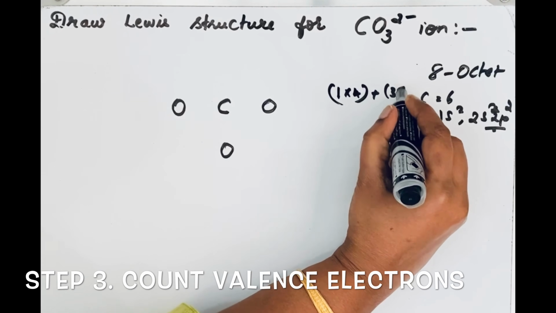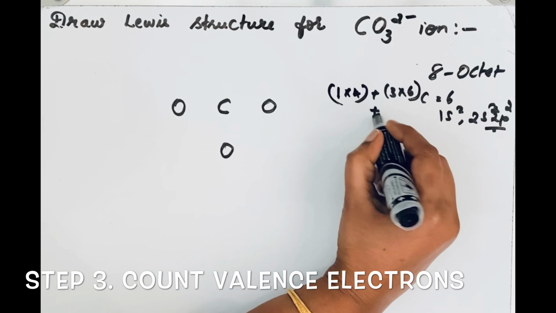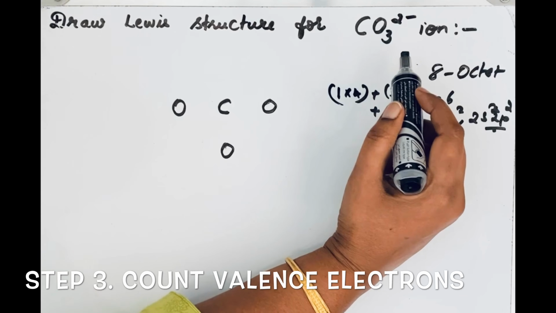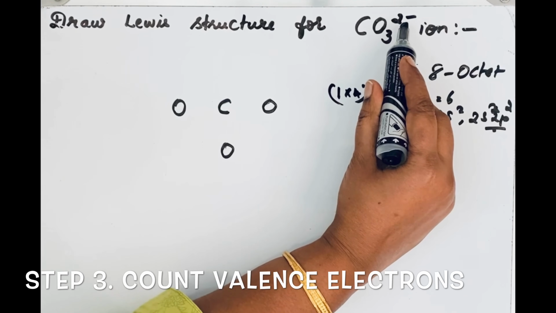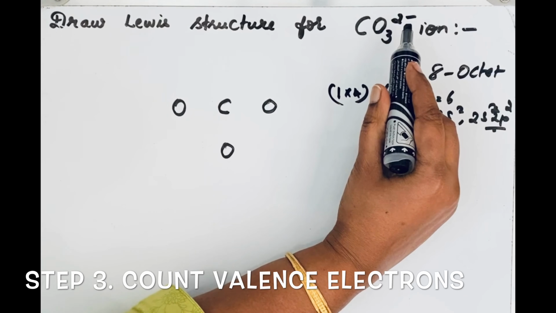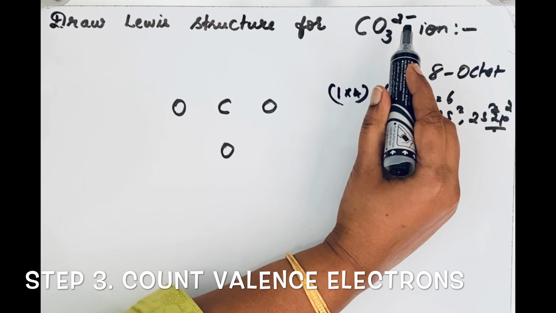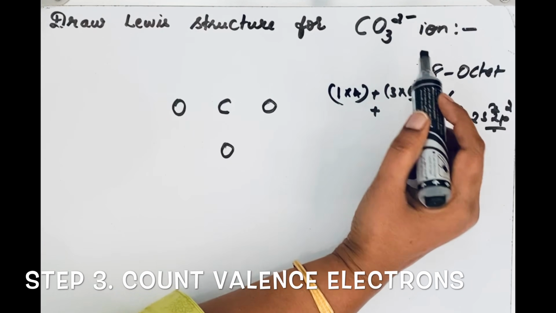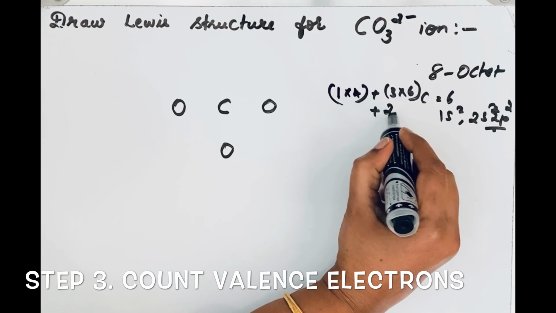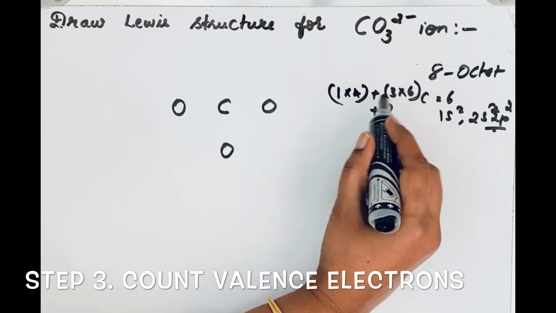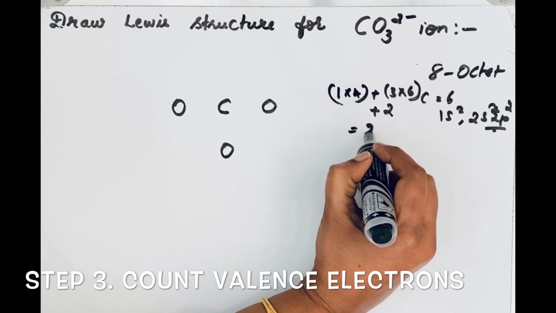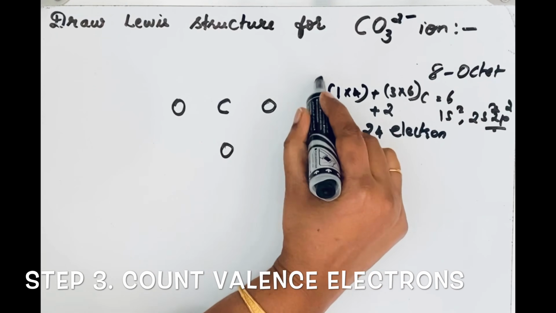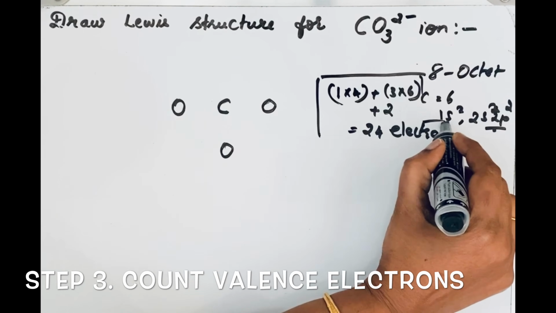So 3 into 6. Here, children, listen, it is a polyatomic anion. Whenever an anion is present, you should add the number of electrons. But if it is a cation, then you should subtract this number. So now you should add 2. If you add 4, 18, and 2, you will get 24 electrons. So the total number of valence electrons is 24.